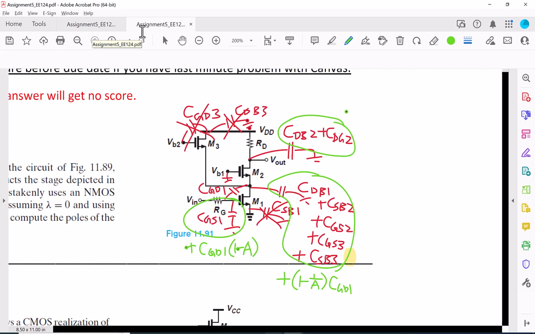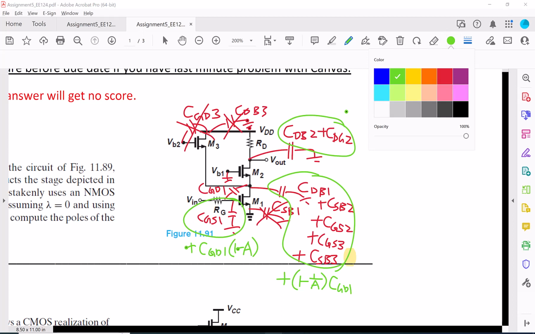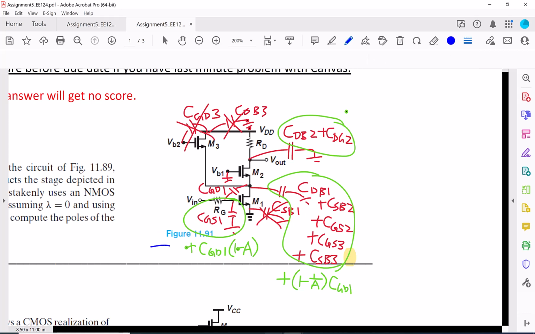Then the rest is to find the resistor. The first thing: how do you find the resistor? Let's look at the first pole. What is the first pole resistor for this one? You ground Vin and then RG. So the pole is 1 over RG times this whole thing. Here, I have another pole. What is the resistance that can bring me to ground?